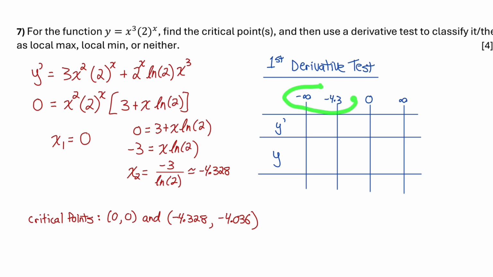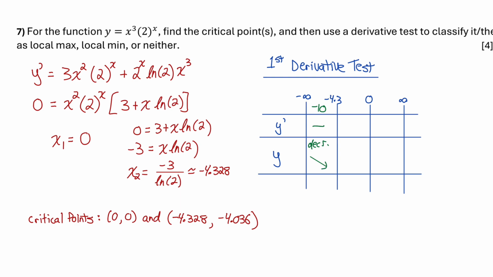In the first interval, between negative infinity and negative 4.3, I'll pick a test value of negative 10. Any number in that interval will be fine. And then I need to take that test value and sub it into my first derivative and see if I get a positive answer or a negative answer. Subbing it in, I would get a negative answer, which tells me the slope of the original function is negative, meaning it must be decreasing. So the original function must be going down to the right.